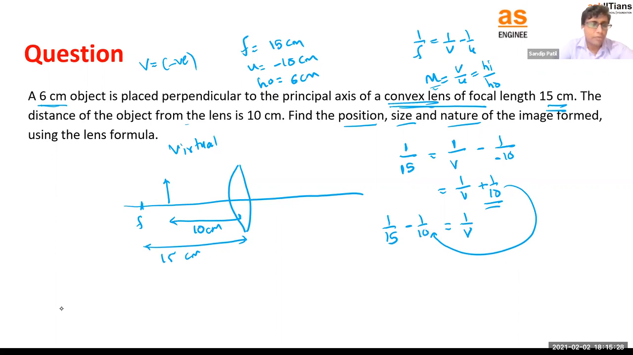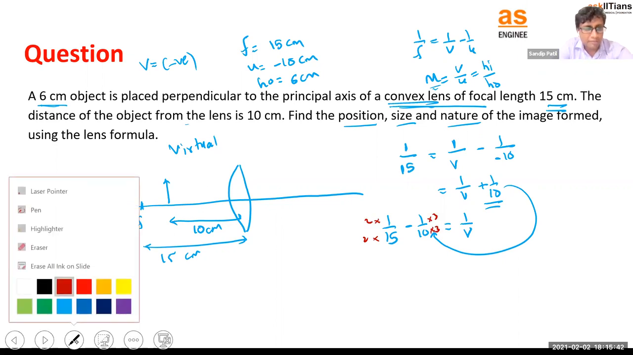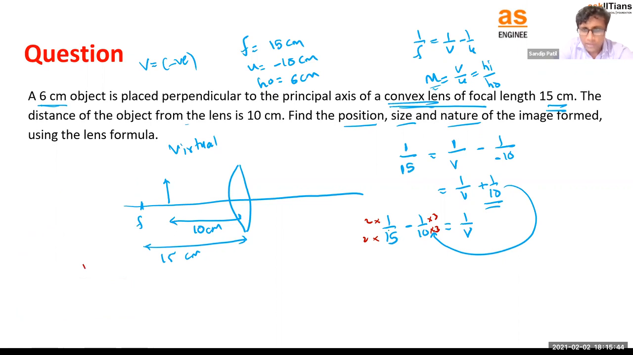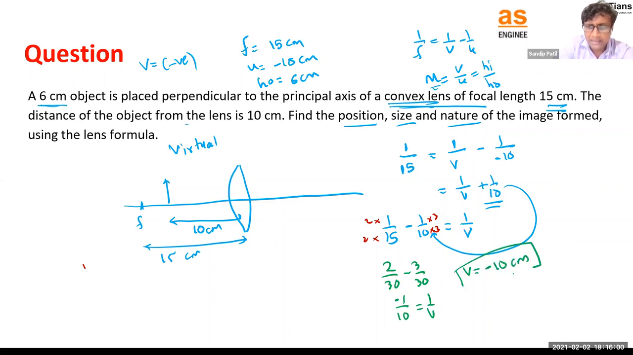Now we know the process. We have to equate the denominator. The denominator should be the same. So I can say the LCM of 15 and 10 is 30. So let's multiply this by 2 and let's multiply this by 3, right? So my calculation will become something like this now. This becomes 2 by 30 minus 3 by 30, right? So can I say it is 1 by 30 minus 1 by 30? And as I said, we should be negative. So can I say from this one, V is equal to what? Minus 10 centimeter. The minus sign represents it is going to be on the same side of this one, right?